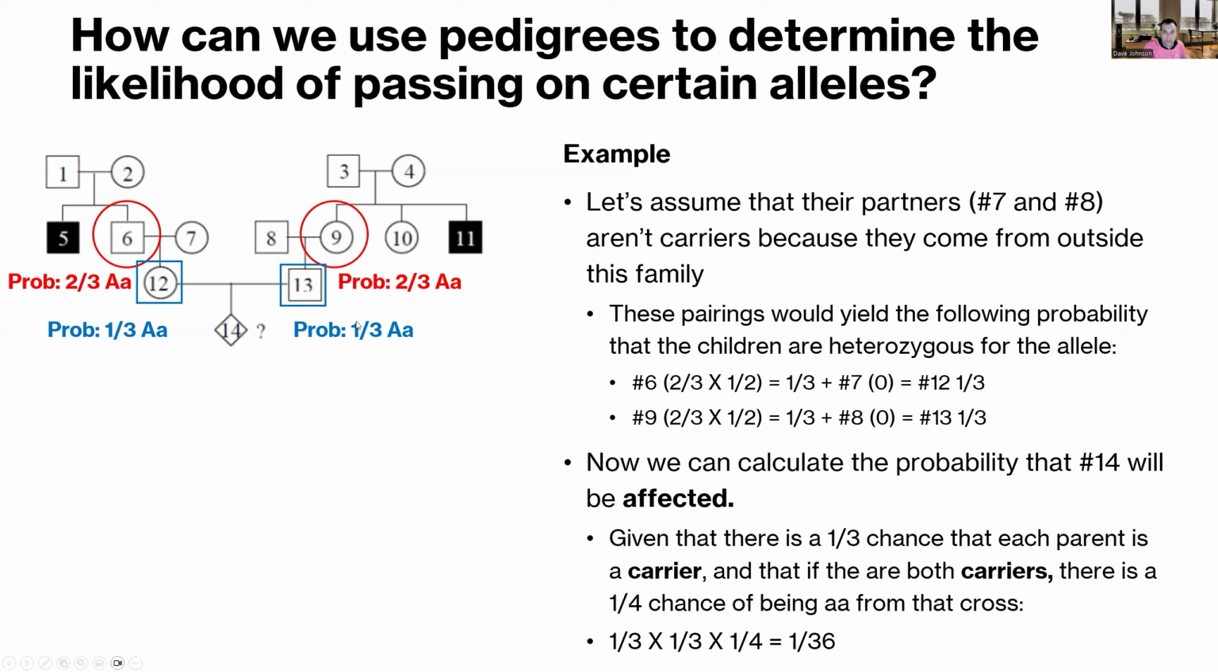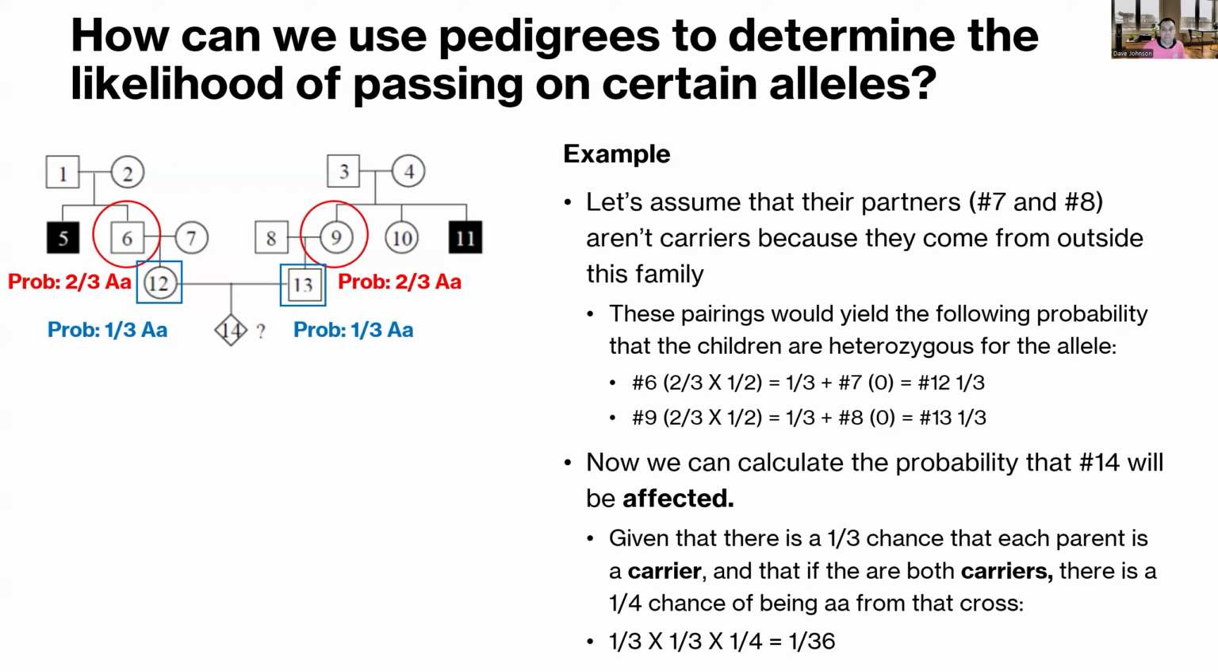Well, 1/3 times 1/3 tells you that there is a 1 in 9 chance. So mathematically speaking, there's only a 1 in 9 chance that both 12 and 13 are carriers at the same time. Okay? So we're already like, okay, well, 1 in 9, that's not terrible. But also, in order for 14 to be affected, they would have to both be carriers and pass on that allele, and number 14 would also have to inherit both of the disease-causing alleles. So what's the odds of that?